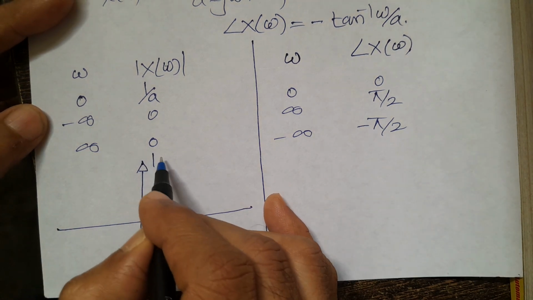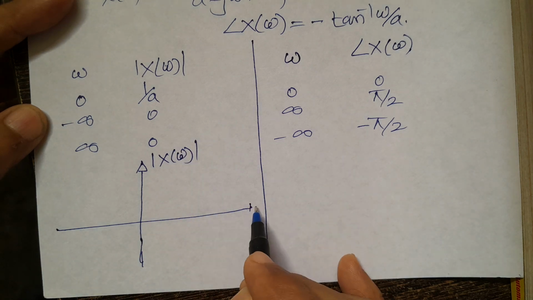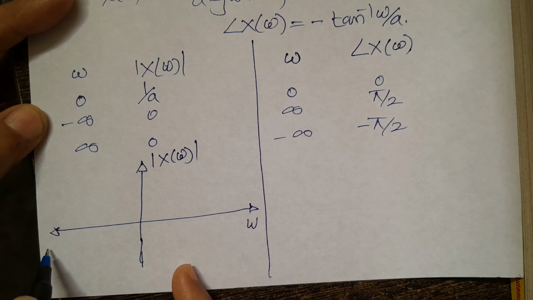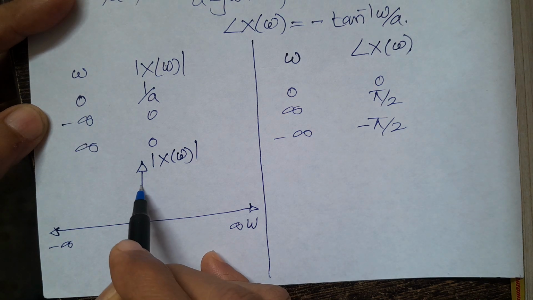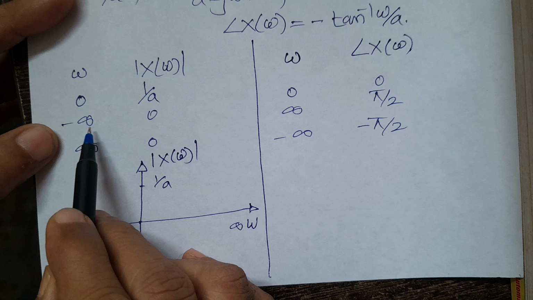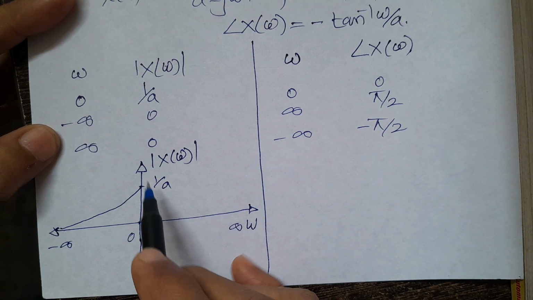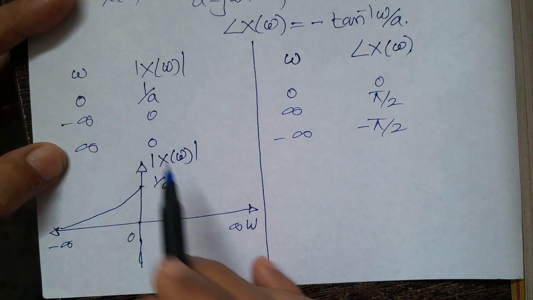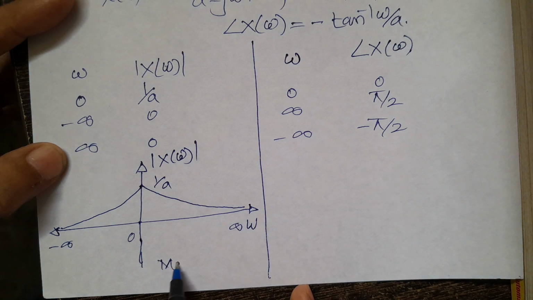So this is the magnitude of X(omega) versus the frequency. On this side it is minus infinity, on this side it is infinity. When frequency is 0, the magnitude is 1 over a, and when it is minus infinity, we are getting a curve like this. And for omega equal to infinity on this side, we are getting 0, so the magnitude looks like this. So this is the magnitude plot.